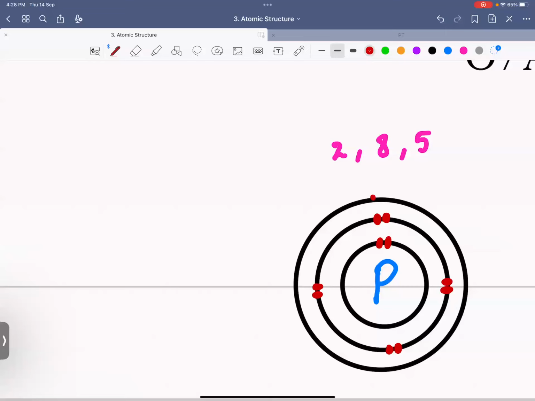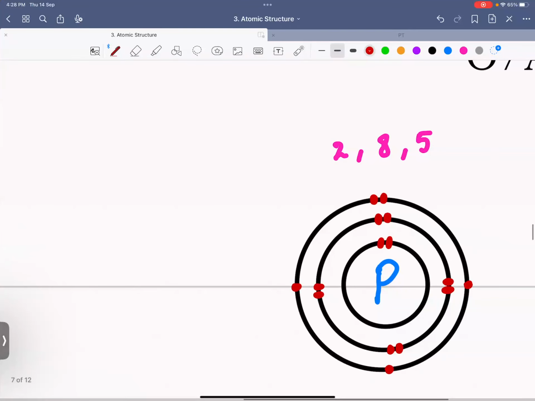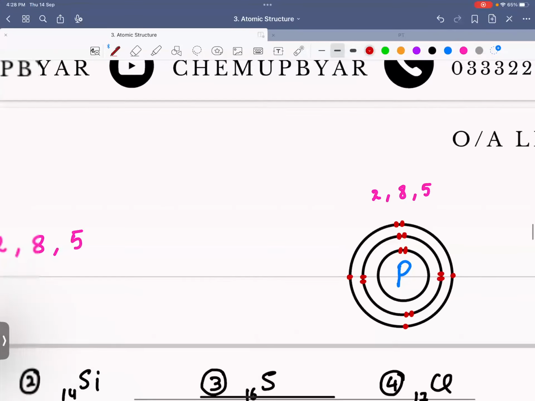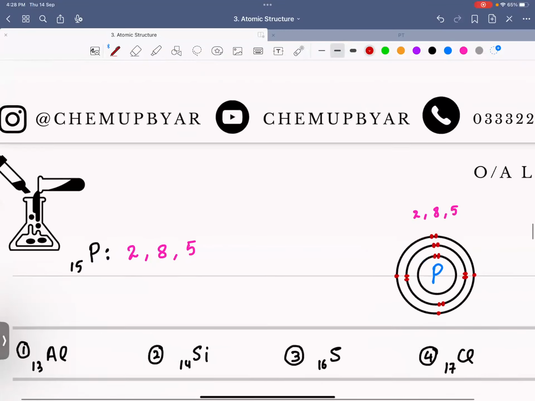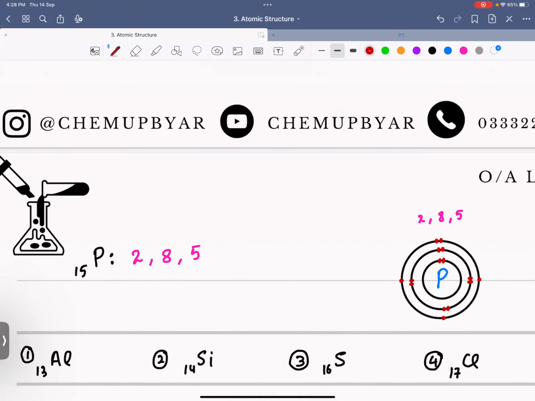Now, in the third shell, how many electrons are there? 5. So, first electron, second electron, third electron, fourth electron. So I put the 4 electrons as unpaired, and I have to put the 5th electron. I can pair it up with anyone, it doesn't matter. But the 5th electron is going to be paired. Is this clear? So that's how we draw the electronic structure. Okay. Now you have seen how to draw it. Now it's your task to draw the electronic structure for these 4 elements: aluminum, silicon, sulfur, and chlorine.